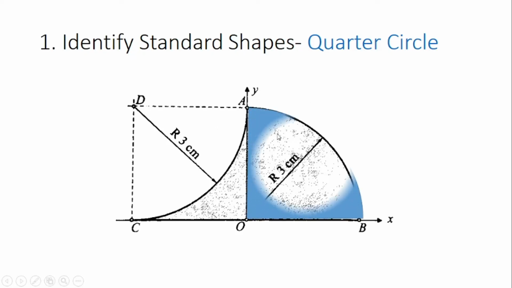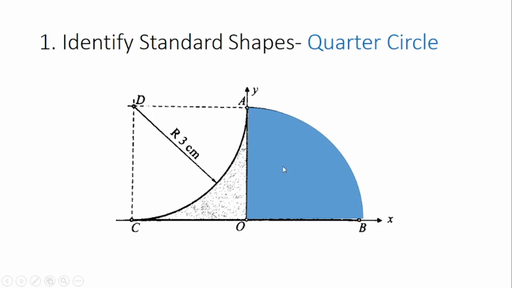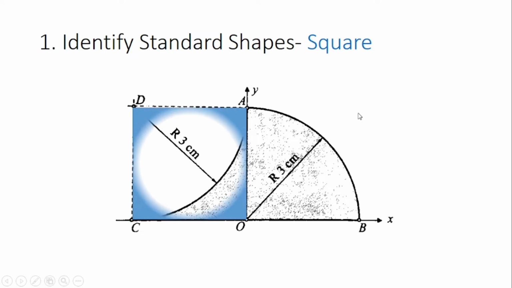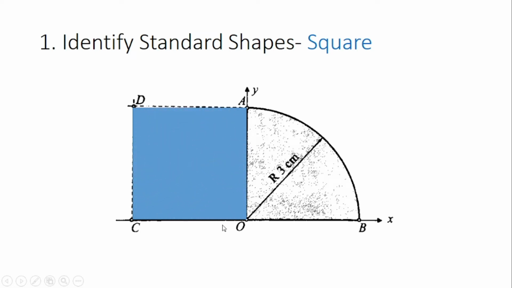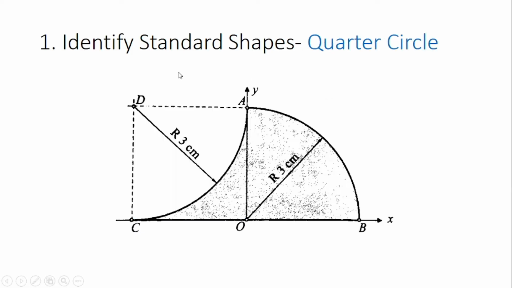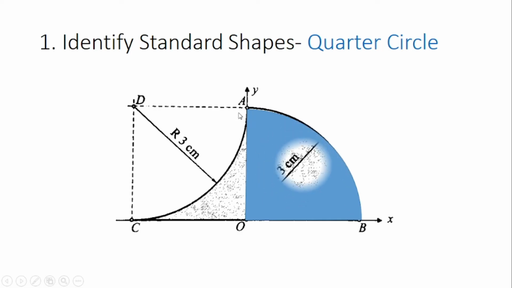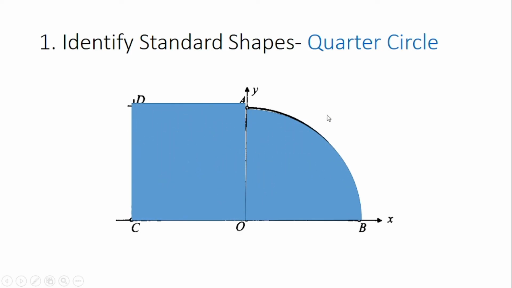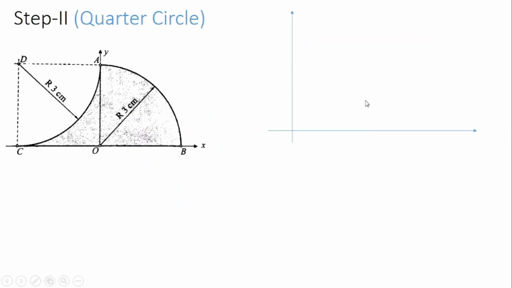The first shape is a quarter circle. The blue color indicates it should be added in the figure. The next shape is a square. You can see a square is present at this end, so again it should be added in the summation. At the end we have got a quarter circle, so it should be subtracted from the square to get the required shape. In this way we have one quarter circle, then a square, then again a quarter circle which should be subtracted from the figure to get the required shape.